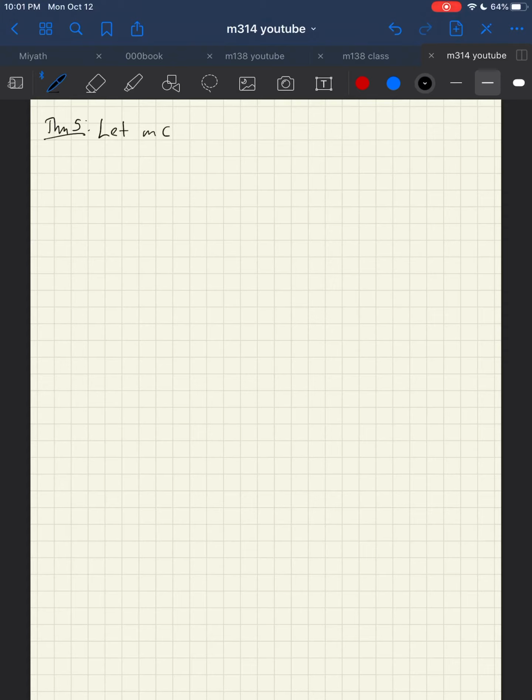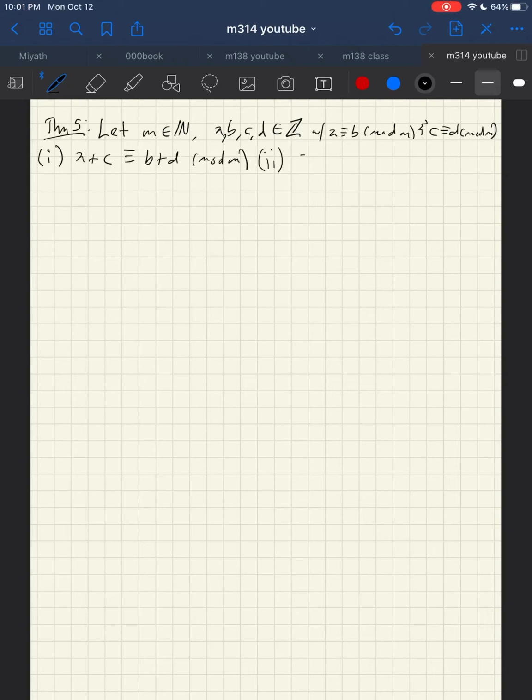We're going to let m be a natural number, and we're going to let a, b, c, and d be integers, with a congruent to b mod m, and c congruent to d mod m. Then we have the following two conclusions. We have that a plus c is congruent to b plus d mod m, and we have that ac is congruent to bd mod m.